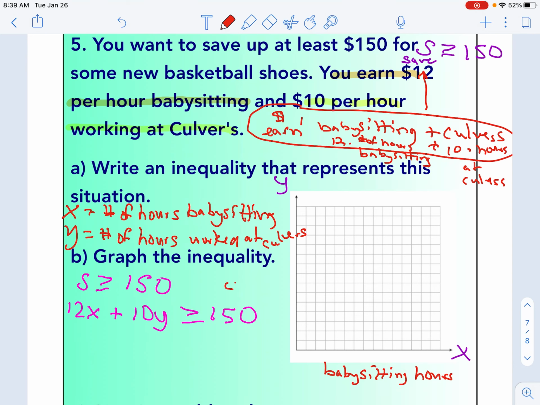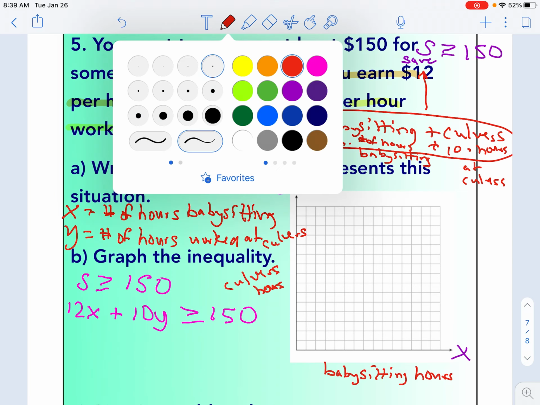And the y is representing Culver's hours. All right, so we got our x and y. Now we need to graph this. Again, probably the easiest way to graph these is to graph them with the x and y intercepts.